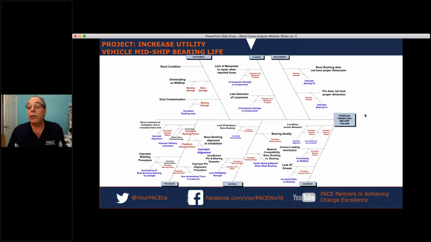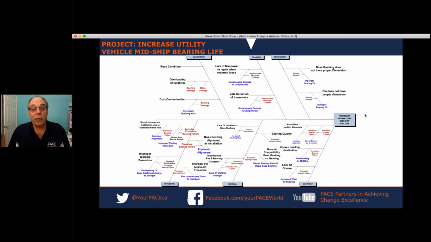So maybe they're using the wrong bearing, or maybe it's not lubed properly. You would dig deeper now to find what's causing the premature bearing failures. You also see there's another one called a premature pin failure. How often does that come up? I only see it maybe once.